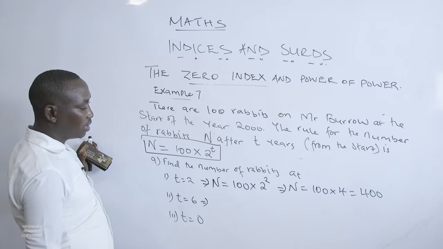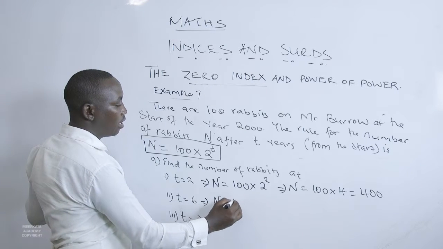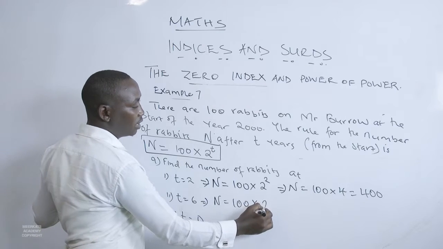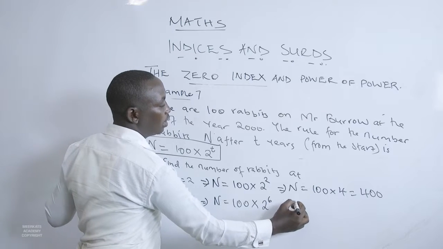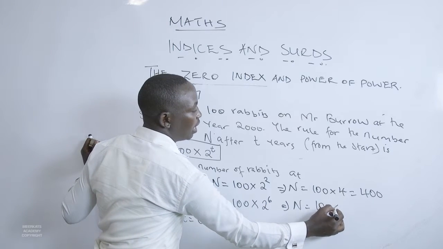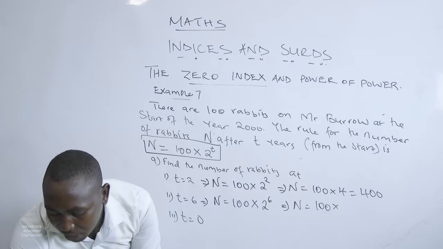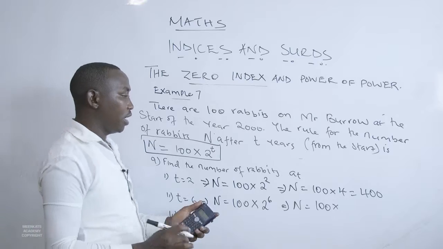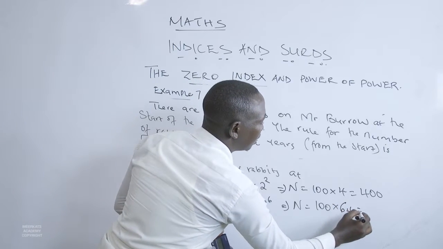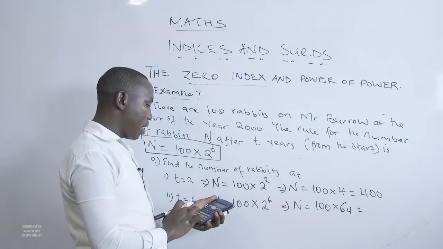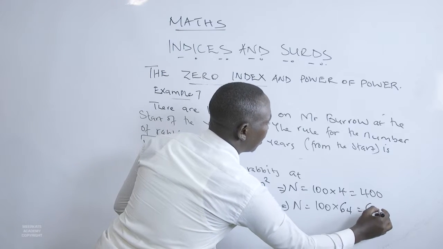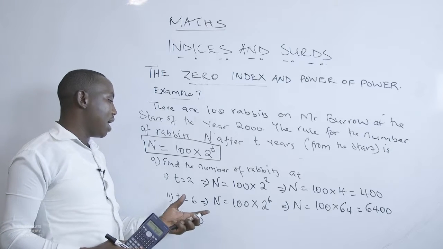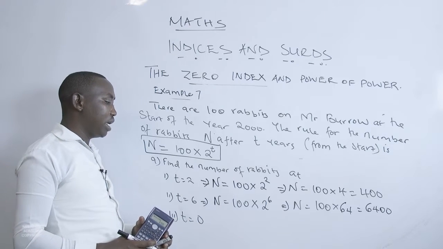At the end of the 6th year, n again uses the same rule, but now t is 6. So where there is t, we replace with 6. This will give us that n is equal to 100 multiplied by, when you take 2, you raise to 6, you'll get 64. And therefore 64 multiplied by 100, you will get 6,400. So there are 6,400 rabbits at the end of the 6th year period.